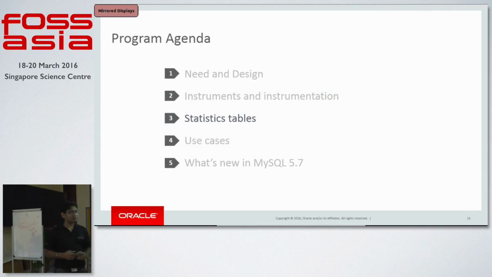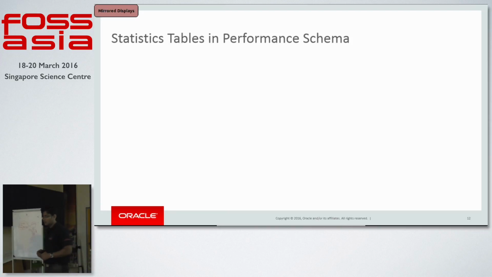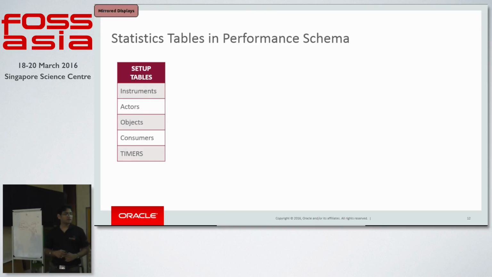Let's see the statistics tables which MySQL Performance Schema gives. There are a lot of statistics tables in MySQL Performance Schema. I tried to divide them logically into different parts. The very first part is setup tables. We have the setup_instruments table, which I showed you in the previous slide, where you can specifically say what activities you want to monitor and what activities you don't want to monitor.